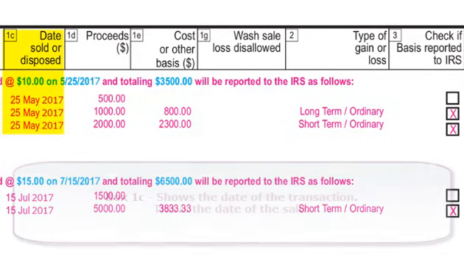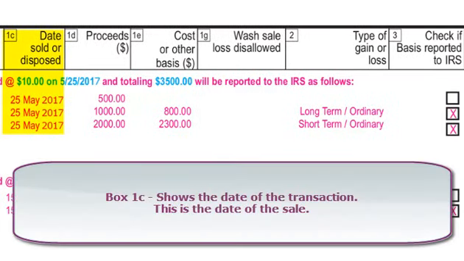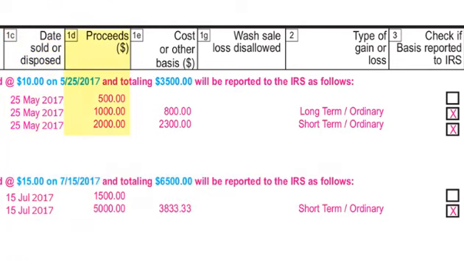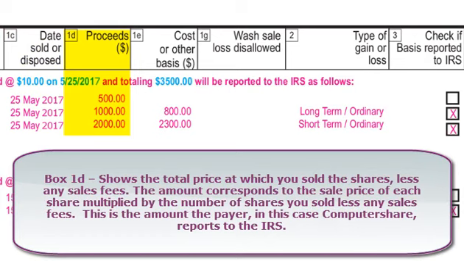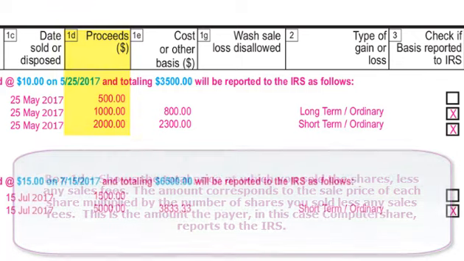Box 1C shows the date of the transaction. This is the date of the sale. Box 1D shows the total price at which you sold the shares, less any sales fees. The amount corresponds to the sale price of each share multiplied by the number of shares you sold, less any sales fees. This is the amount the payer, in this case Computershare, reports to the IRS.